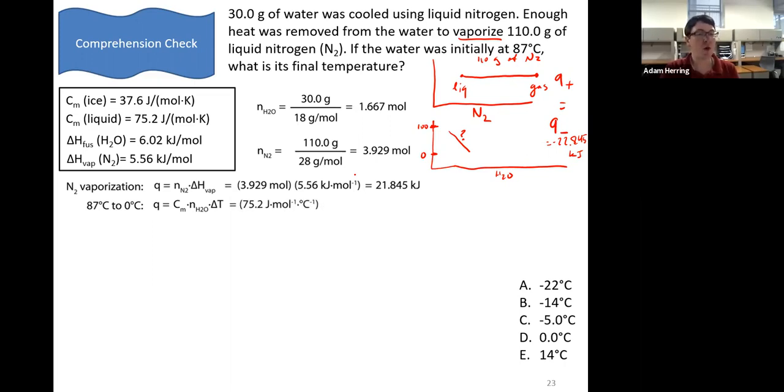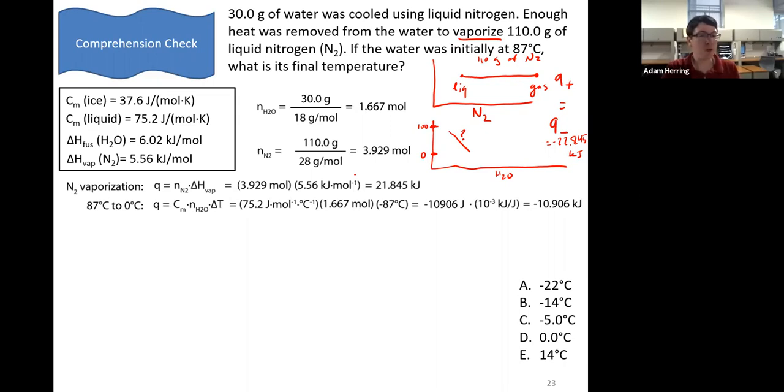So the energy required to cool down the water to 0 degrees Celsius is found by taking the molar heat capacity times the number of moles and that change in temperature. What we see here is that this is much less than the total amount of energy that's given off. So at this point, now we need to find out what other processes we do.